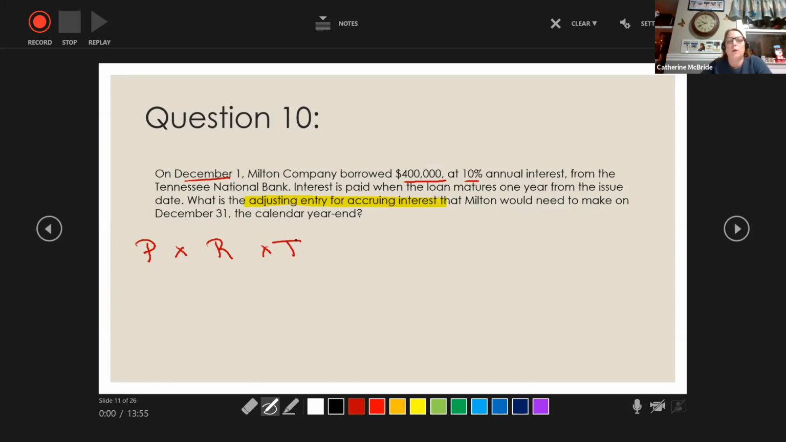So if they borrowed $400,000 and the rate is 10%, and we're doing it for how many months? 1 year, so 12. No, because we took it out on December 1st. 1 month. So 1 out of 12 months, because the interest is always expressed as a year. Times 0.10 divided by 12.